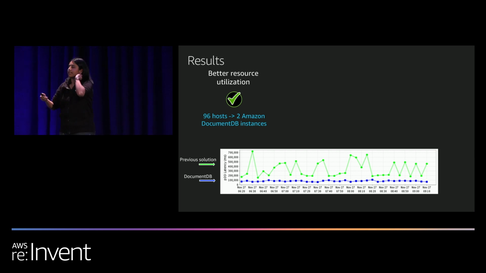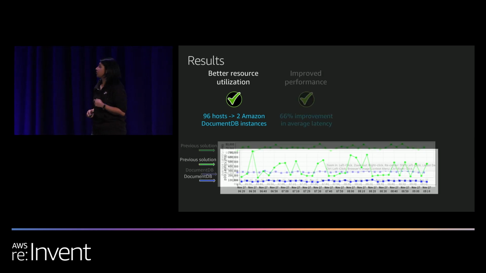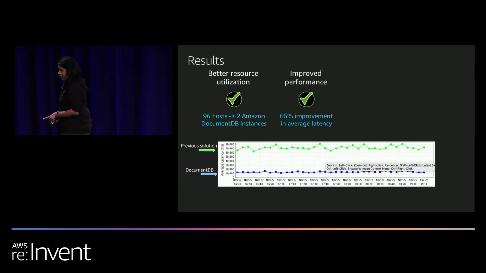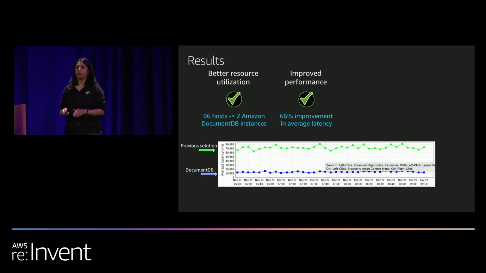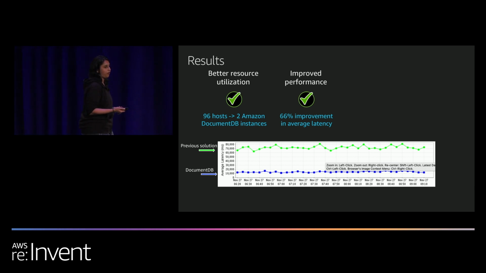Now, what do you guys think happened to our performance numbers when we went down by 94 hosts? So to reiterate, on the same production read-write traffic, for these 2 hosts, our average latency numbers were 1/3 of what we used to observe before, which is a 66% performance improvement, and that is quite impressive.